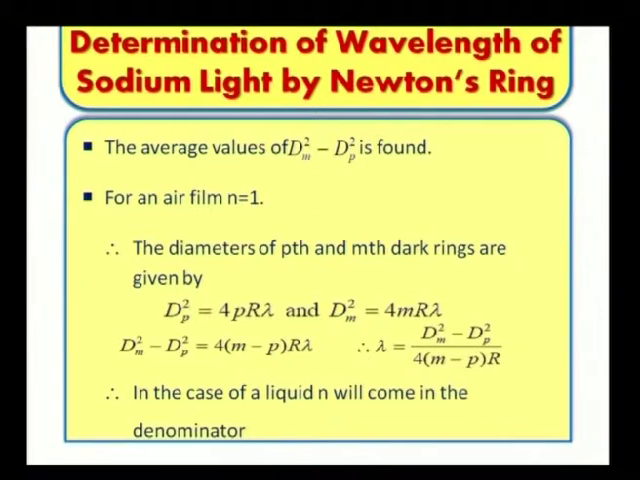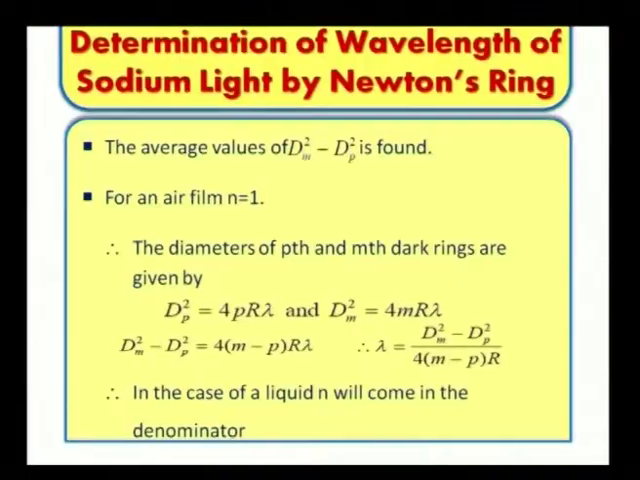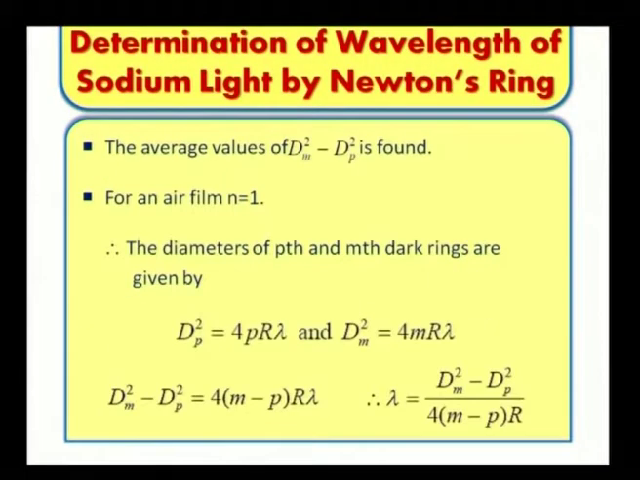You know the wavelength of the sodium vapor lamp, so the refractive index can be determined. In the case of dp, dm, the diameters that we have been talking about, now n will come in the denominator at a point, that is the important point. So, you have the dp square expression that you got here, dp square equals 4p R lambda. For air film n is equal to 1, for liquid film n will come in the denominator.